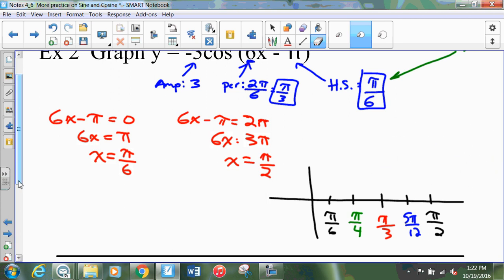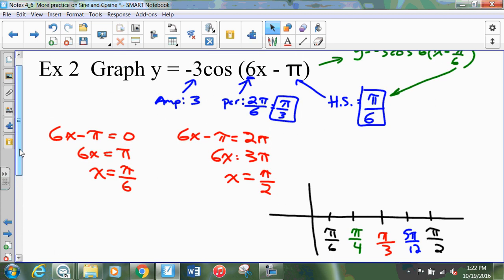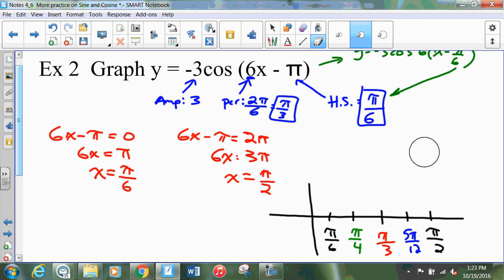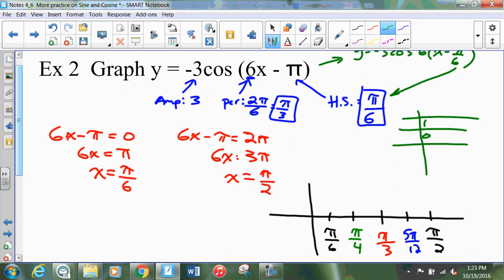And let's see, what else do we have to do? We need to graph it. Since it's cosine, I know cosine goes 1, 0, negative 1, 0, 1. And so I'm going to make my shortcut table. 1, 0. I'm sorry, did I say 1 and row to 0? And then I said 0 and row to 1. All right, I think I've been doing too much trig today. Okay, it's cosine, so it's 1, 0, negative 1, 0, 1.